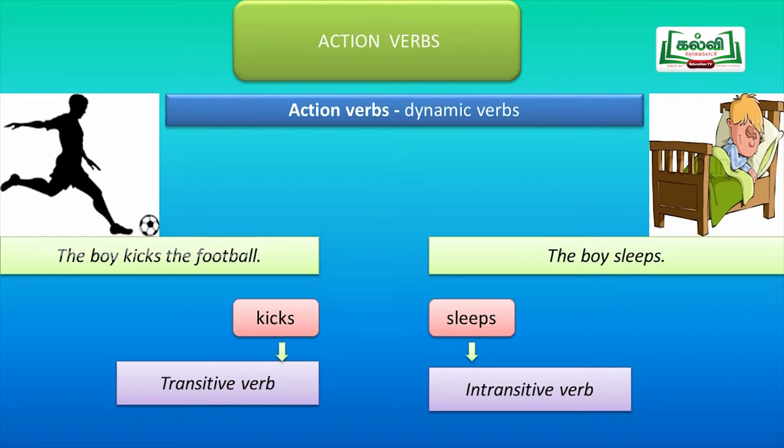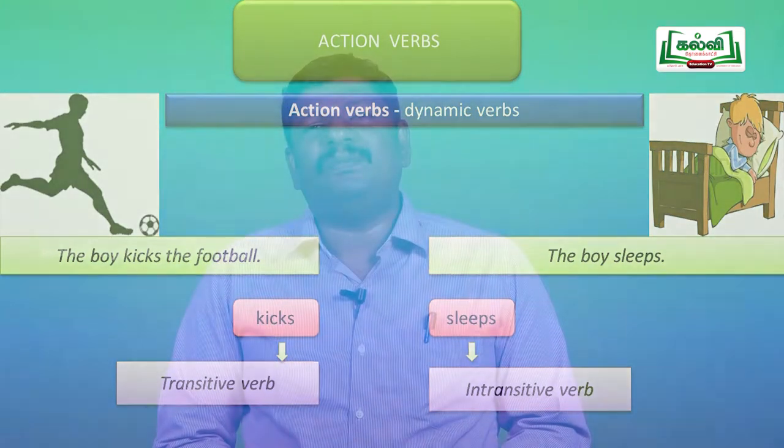Towards the right, you can see a boy. What is he doing? He sleeps. Look at the sentence. The boy sleeps. Here the verb is sleeps, and this sentence gives a complete meaning. There is no need for an object. So, this verb is called an intransitive verb. So, under action verbs, we have two types, transitive verb and intransitive verb. Right, let's move to the next one.